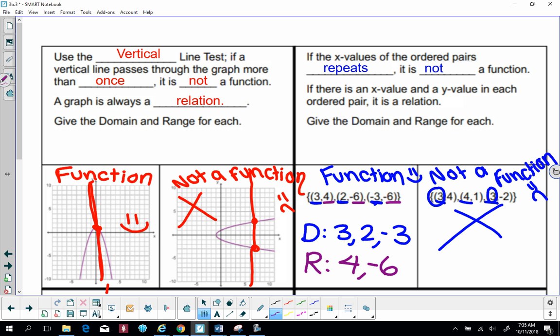So probably on multiple choice questions, they're going to try to trick you and have the y's repeat. But you know they don't even matter. We only have to look at the x's to see if it's a function or not. So what is the domain here? 3, 3 and 4. And the range? 4, 1, and -2.